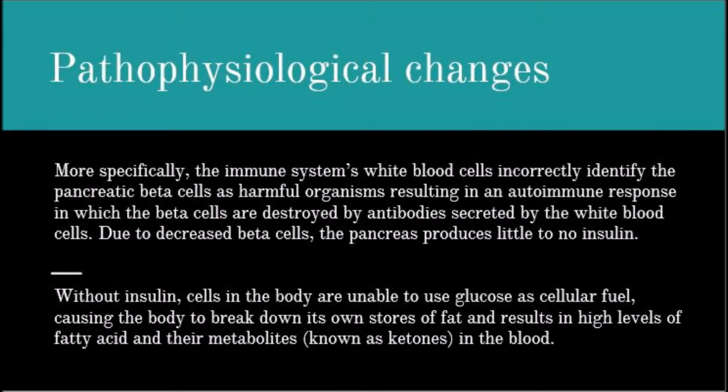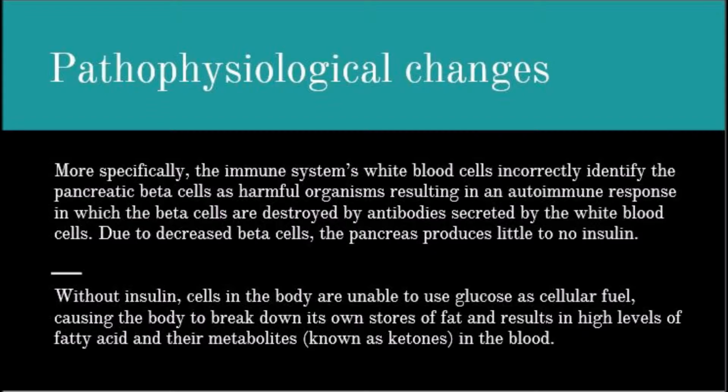More specifically, the immune system's white blood cells incorrectly identify the pancreatic beta cells as harmful organisms, resulting in an autoimmune response in which the beta cells are destroyed by antibodies secreted by the white blood cells. Due to decreased beta cells, the pancreas produces little to no insulin.